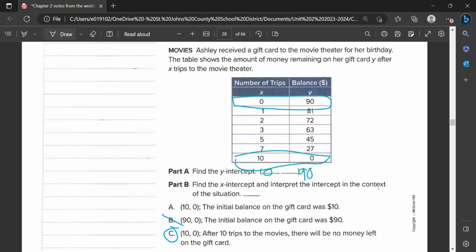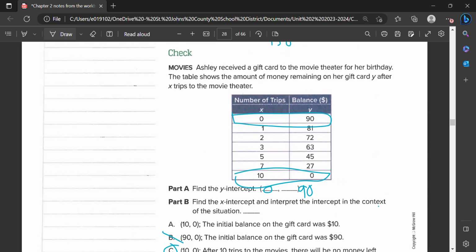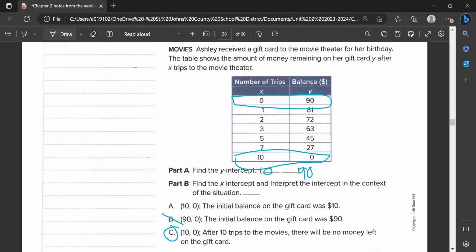Because Ashley received the gift card with $90 on it, the y-intercept will be 90 in this case. That's the initial or beginning or starting amount on the gift card. And the x-intercept is the final amount that she would have, or how many times she's used it before there is no money left on her account.